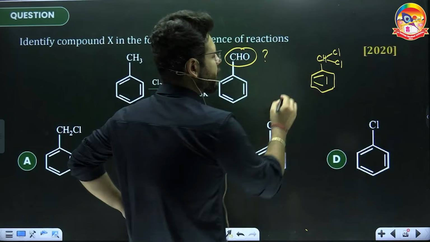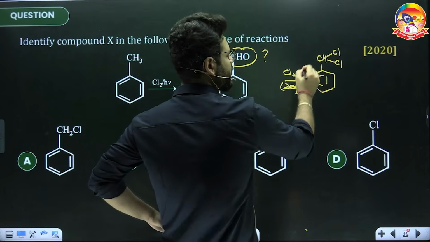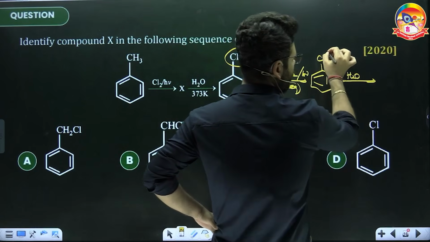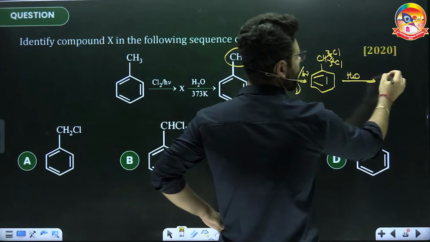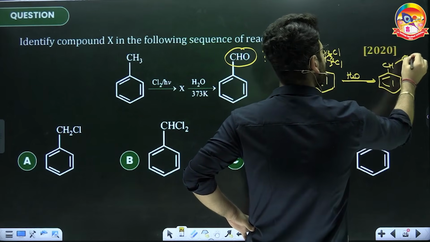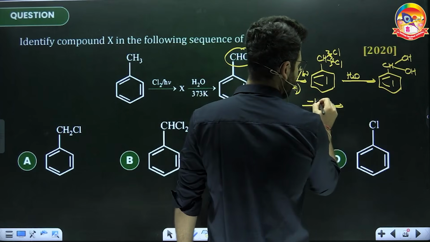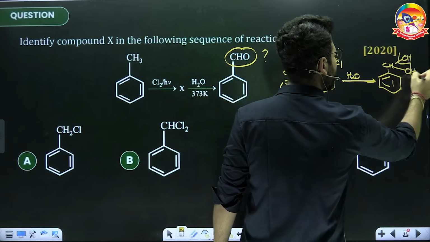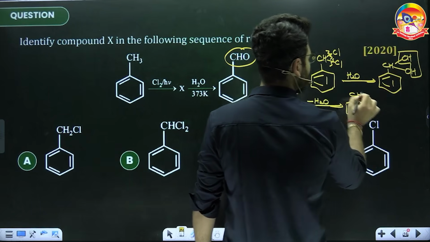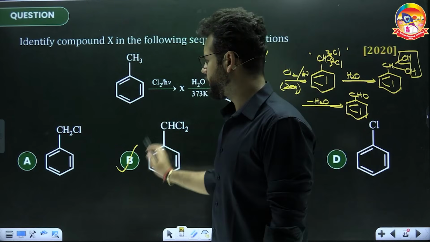So if I do dichlorination, Cl2 two equivalents in the presence of sunlight, and then hydrolysis, one OH will come here, one OH will come here, and two OH on the same carbon are never stable. Geminal diols are never stable, so they automatically undergo dehydration like this. H2O will be removed and we get benzaldehyde. That means it's a dihalide that we should obtain here, which is option B.